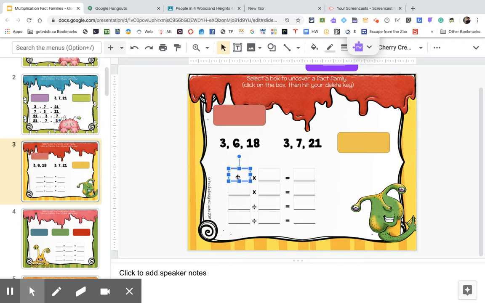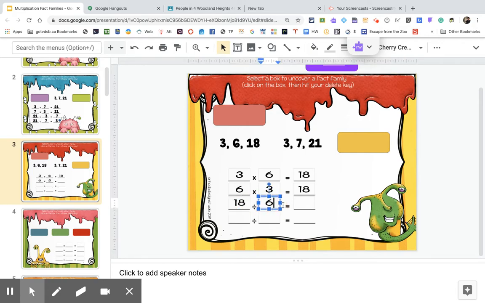So I'm going to type in. I got 3, 6, and 18. So 3, type in here, times 6 is equal to 18. Now over here, I've got to do the opposite. 6 times 3 is 18. And here's my division.